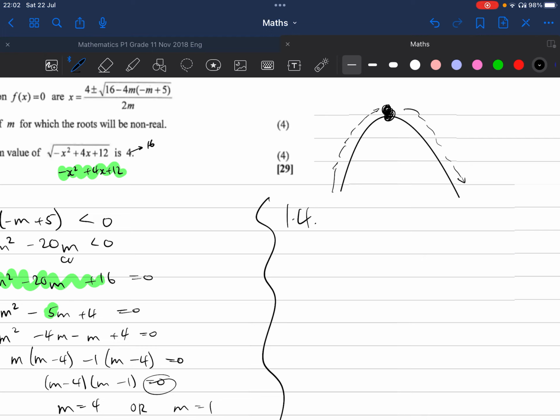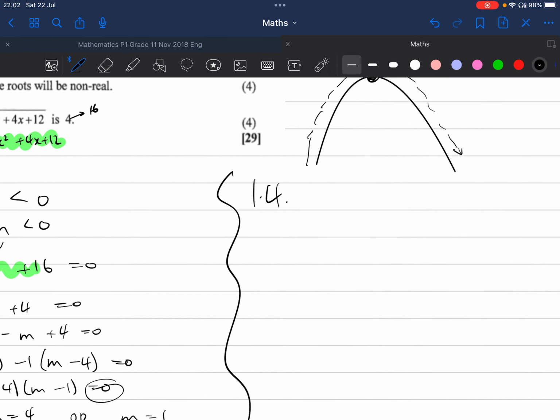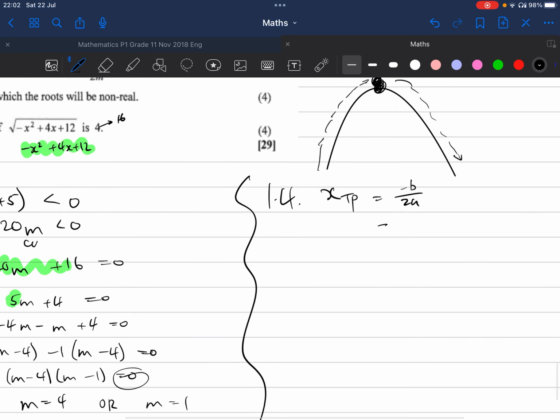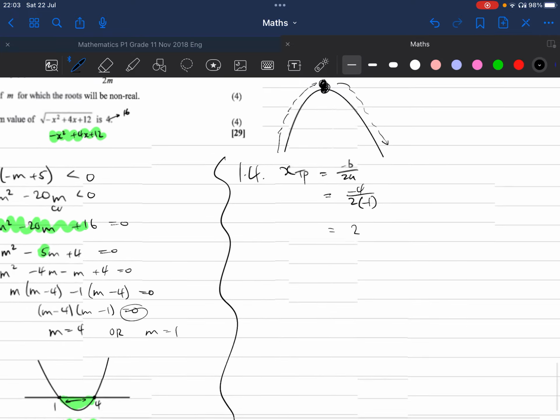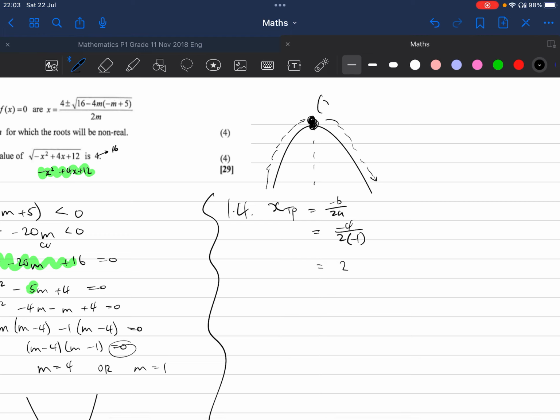Okay. And how do we find the turning point of a parabola? Well, there's a few ways. Let's just use this way here. So the x value of the turning point equals minus b over 2a. So minus b in this case will be minus 4 over 2a. So 2 times minus 1, right? And the answer to that is 2. Okay. So the x value of this turning point here, remember this turning point is an x and a y value. So that x value is 2. And now we just have to solve for the y value to get the maximum point.